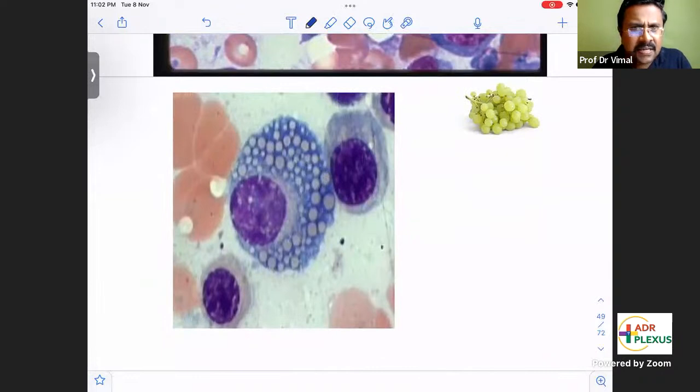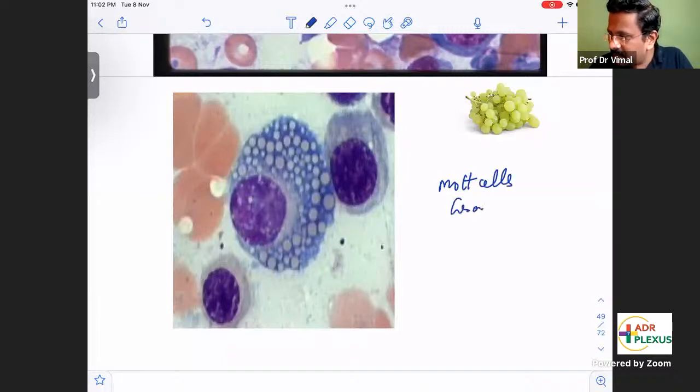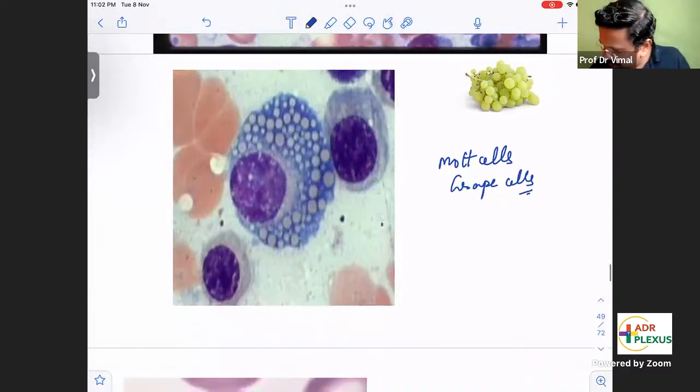And what are these cells? The excess immunoglobulin secreted by these plasma cells is stored in granules in the cytoplasm, like a bubbly thing. Yes, these are called Mott cells, or grape cells. Very good.